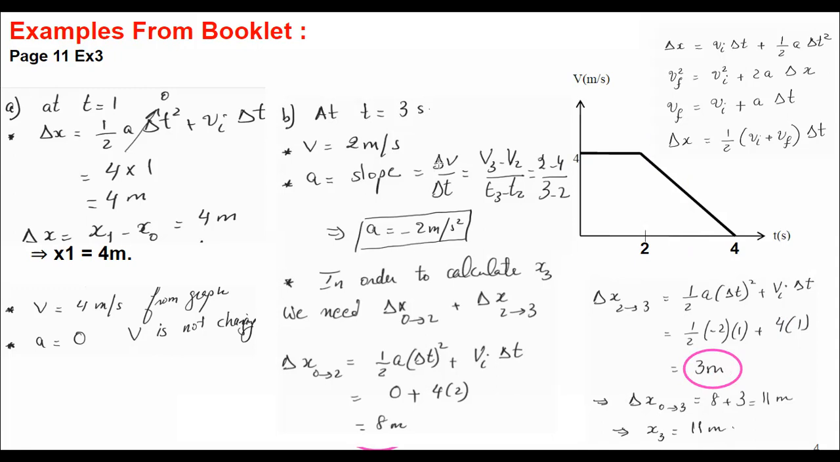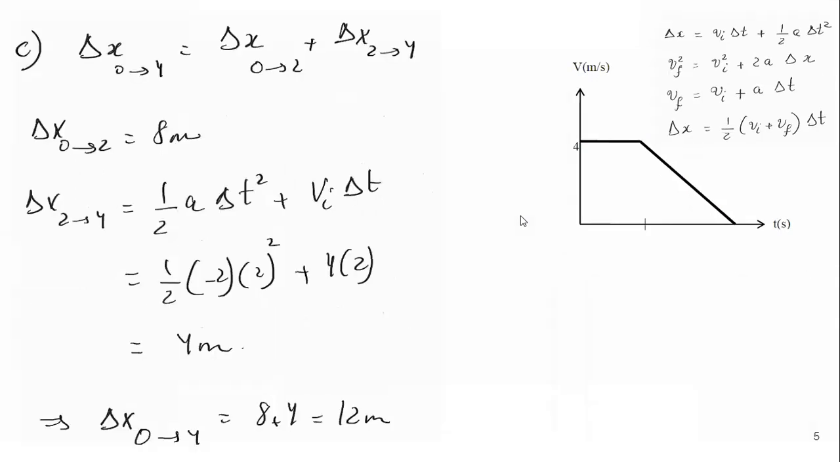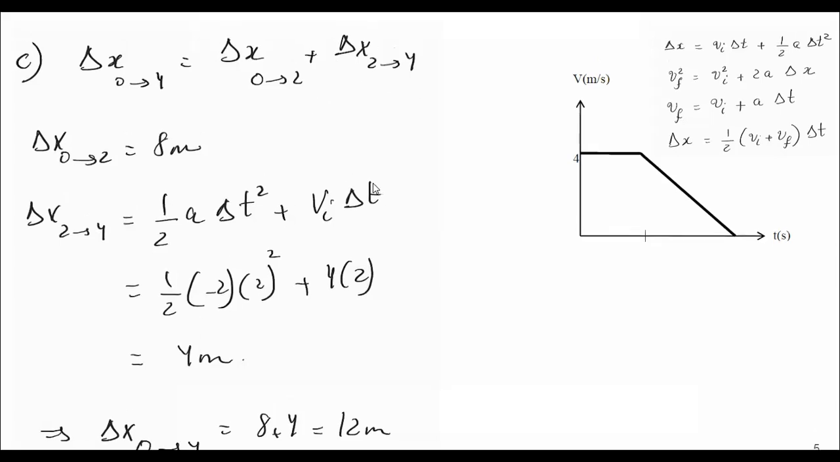Find the displacement of the particle during the first 4 seconds. So I need to do the same thing, but they are only asking me to calculate the displacement this time. So I need delta X from 0 to 4. I will say delta X from 0 to 4, it is delta X from 0 to 2 plus delta X from 2 to 4. Delta X from 0 to 2, it's 8 meters. I calculated it in the previous part.